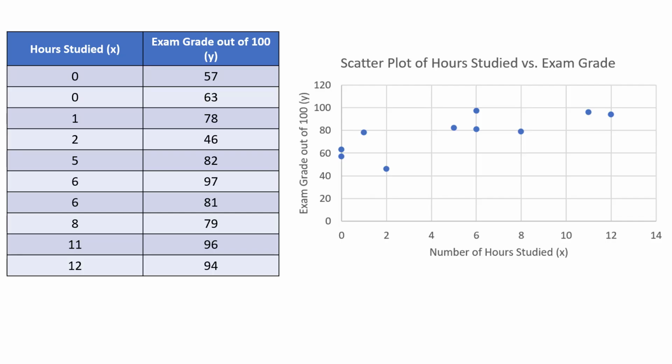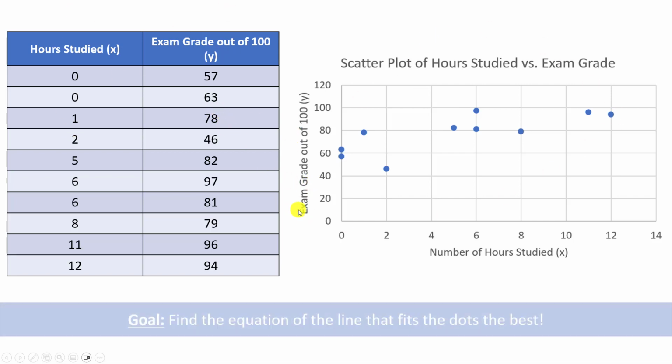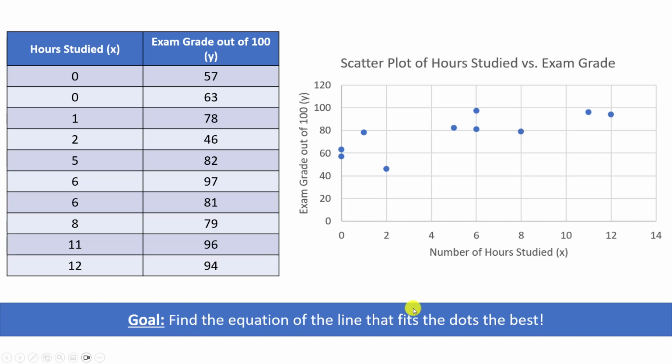So here's an example of a dataset that you might use for linear regression. Note that for linear regression, both your x and y variables should be quantitative. So here we have the x variable, which is the number of hours that someone has studied, and we have the y variable, which is that student's exam grade out of 100 points. And we have created a scatter plot based on the x and y variables. So our goal with linear regression is to find the equation of the line that fits the dots the best. And once again, when we say the line that fits the dots the best, we really mean the line that minimizes the squared distance from each dot to the line.